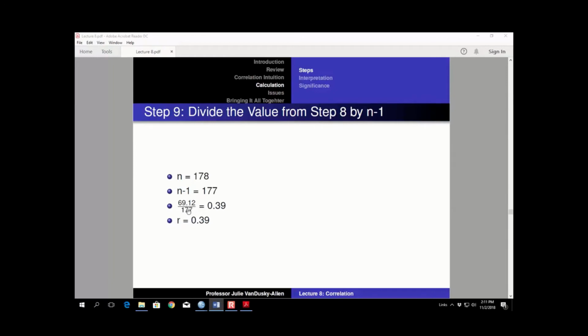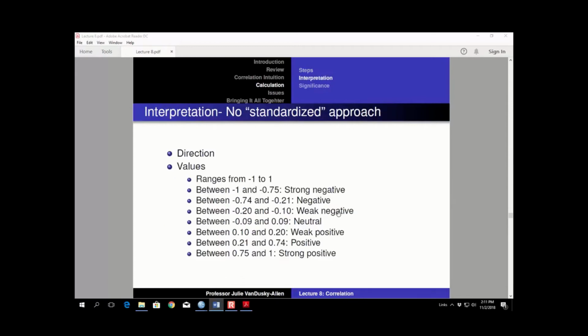69.12 divided by 177 is 0.39. This gives you your correlation coefficient of 0.39. Remember that the correlation coefficient ranges from negative 1 to 1, and it tells us if there's a positive, negative, or neutral relationship between two variables. Unfortunately, there's no consistent way to interpret the results of a correlation analysis. The interpretation can sometimes be subjective.